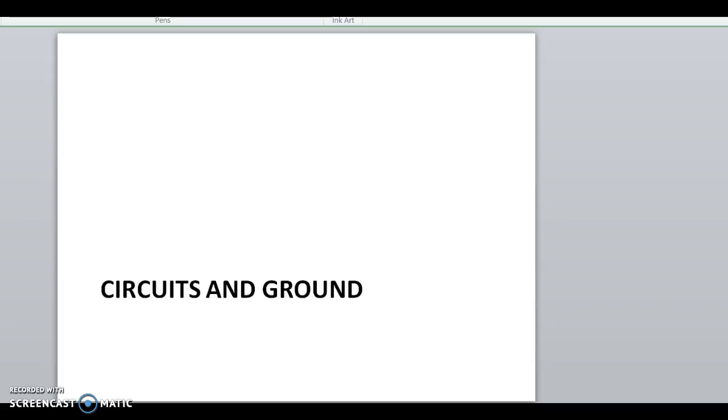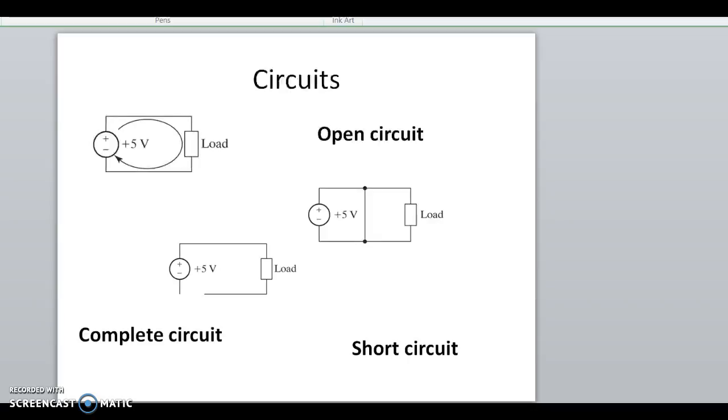Alright, so let's talk about circuits and ground. A lot of people get nervous when we talk about ground. Okay, so we have several different types of circuits shown here. First, we have a complete circuit. So which one is the complete circuit? This is our complete circuit. We have voltage and current going around with a load and a voltage source.